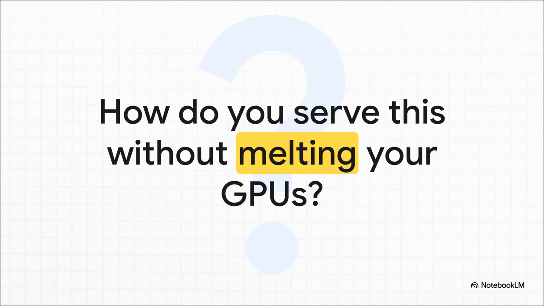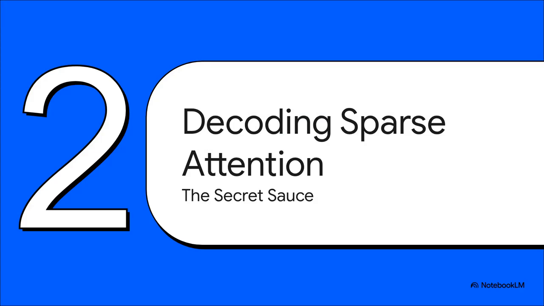But that massive scale brings us to the elephant in the room. It's the critical engineering question: how do you serve a 1 million token context without completely melting your GPUs? Seriously, if a standard model tried to read 1 million tokens densely, the memory requirements and compute time would just flat out break most production systems. So how does vLLM actually do this? Well, that brings us to section 2, decoding sparse attention.